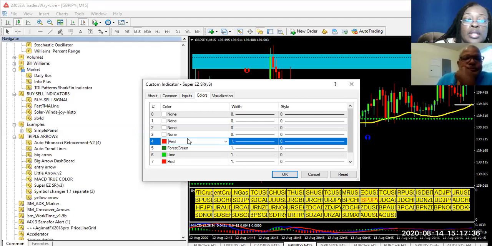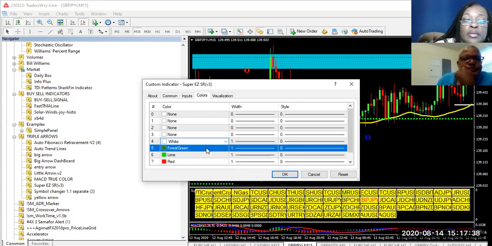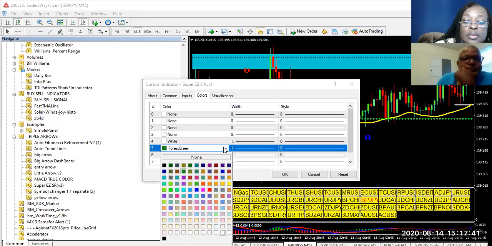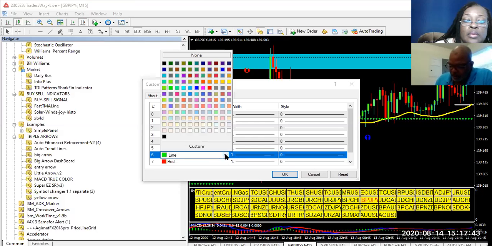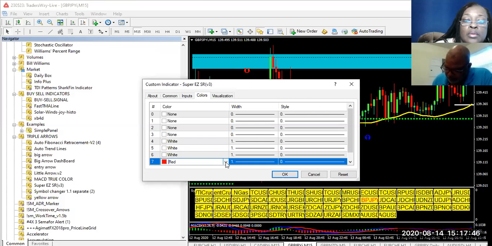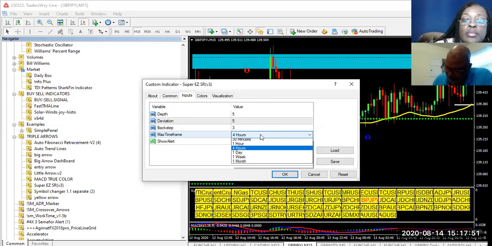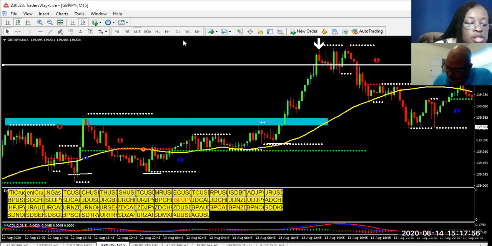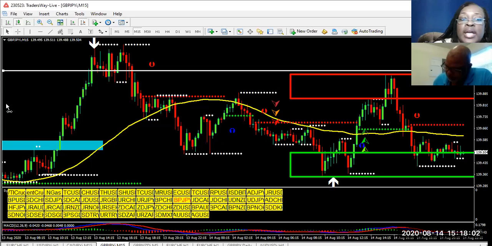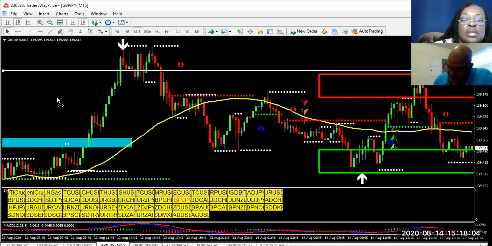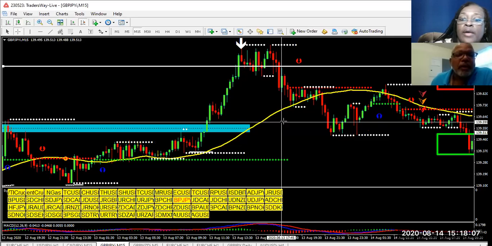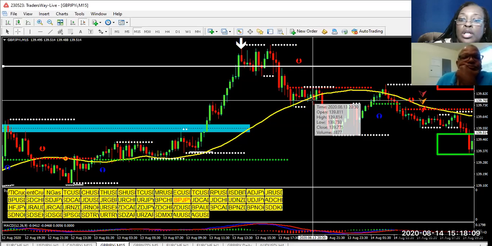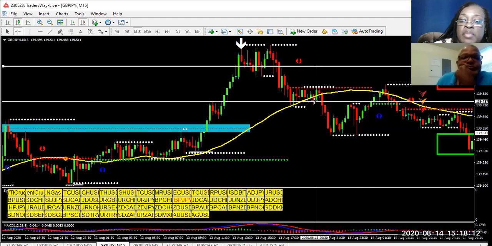Let's make those white. And the input is going to be set to current, because this is going to let us know what potential pullbacks would be in between the runs. So now, this is the candle that broke and closed the 50. It is bearish, because it has to be bearish since we're selling.